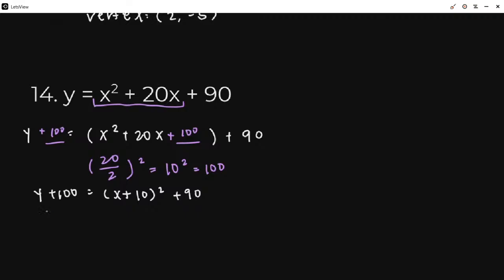And then we just have to get y by itself. So we get y equals x plus 10 squared minus 10. So that means the vertex is negative 10, negative 10.